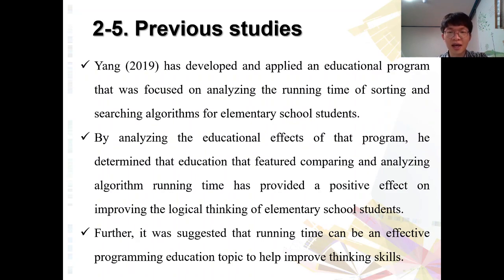Yang has developed and applied an educational program that was focused on analyzing the running time of sorting and searching algorithms for elementary school students. By analyzing the educational effects of the program, he determined the education that featured comparing and analyzing algorithm running time has provided a positive effect on improving the logical thinking of elementary school students. Further, it was suggested that running time can be an effective programming education topic to help improve thinking skills.